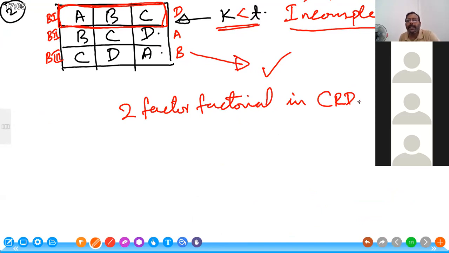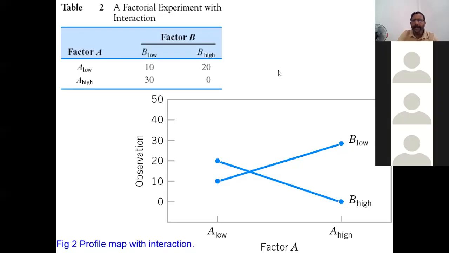2-factor factorial in CRD. That is also possible, right? 2-factor factorial in RCBD, 2-factor factorial in CRD. We will look at the type of model and then ANOVA, etc. later, but we will understand a little more further on these aspects, right?